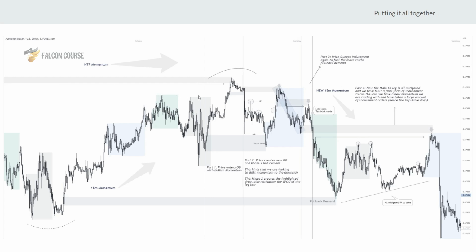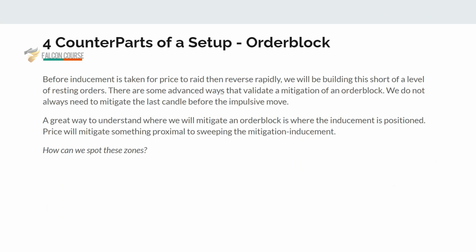Why? Because the market maker especially is not looking to manipulate all the way up here if the inducement's down here. We're going to be as proximal as possible to that inducement. There are some advanced ways that validate a mitigation of an order block, which we won't go over in this, but we do have different types of order blocks listed in the ebook. We do not always need to mitigate that last candle before the impulsive move.